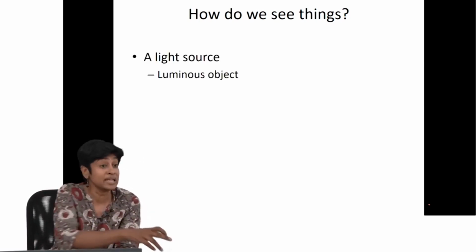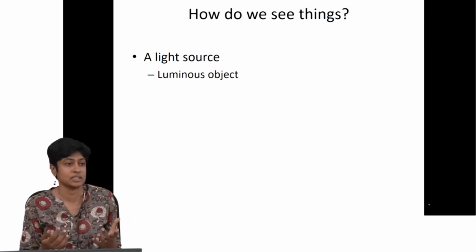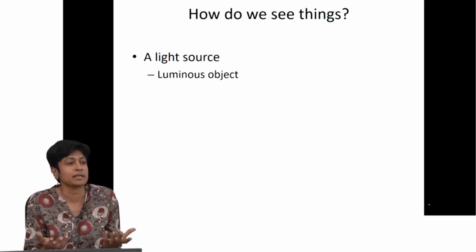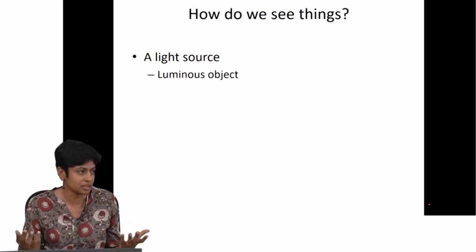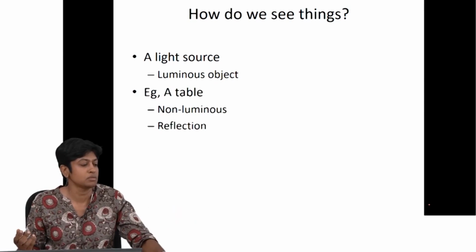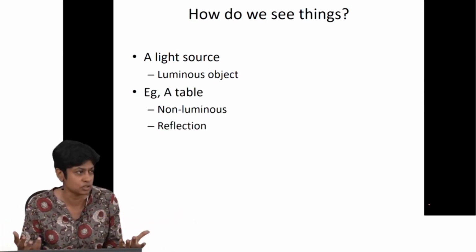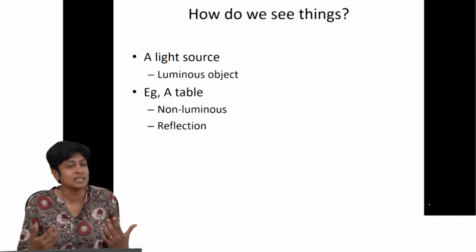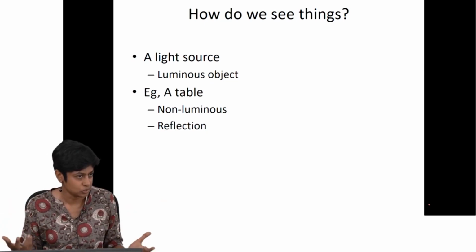So if I'm looking at a light source, I could make a further distinction. If the object I'm looking at has its own light, a luminous object, that light travels from the object, reaches my eye, and that's how I see it. But most of the objects around the table are not luminous, they don't have a natural light source. How we see them is that light from some source falls on the object, reflects and comes to our eyes.